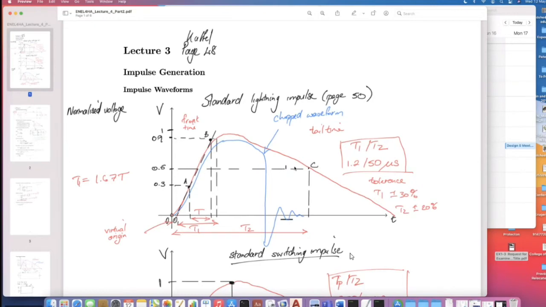The time to 50% of that peak on the tail is defined as T2. So there you can see it, 0.5 or 50%. That's the tail time. We do have some other waveforms depending on the tests, particularly transformers. You chop the waveform by causing it to flash over elsewhere, and you see if your apparatus handles it. The target here is to get that oscillation, because that causes other issues in equipment.